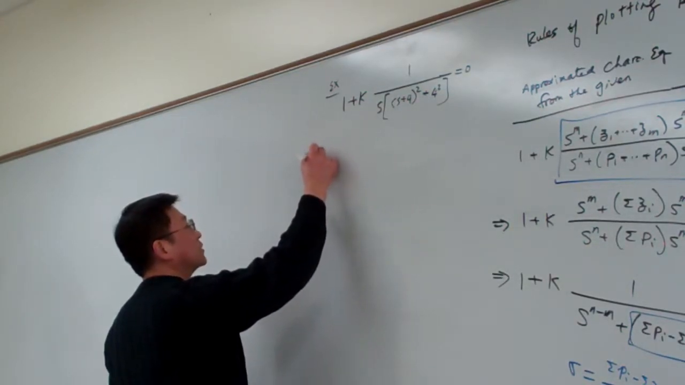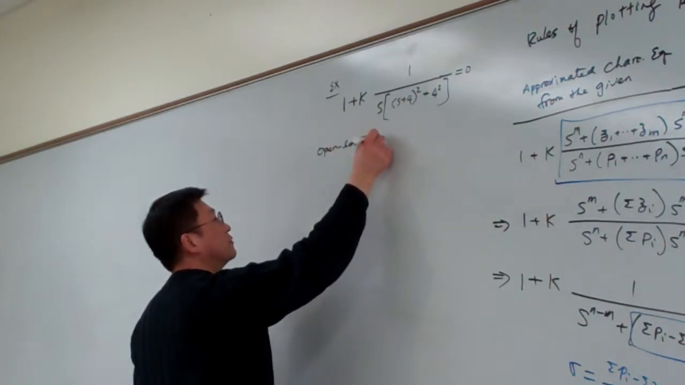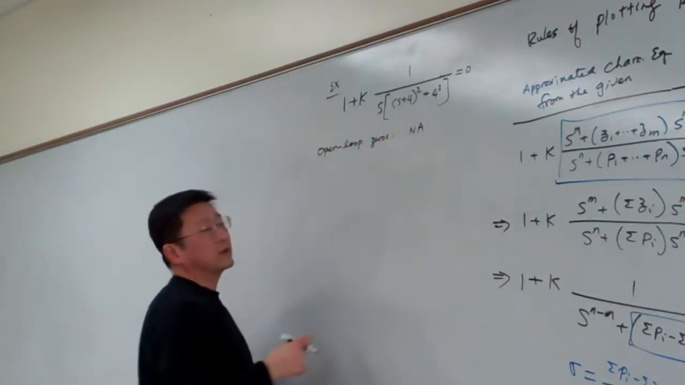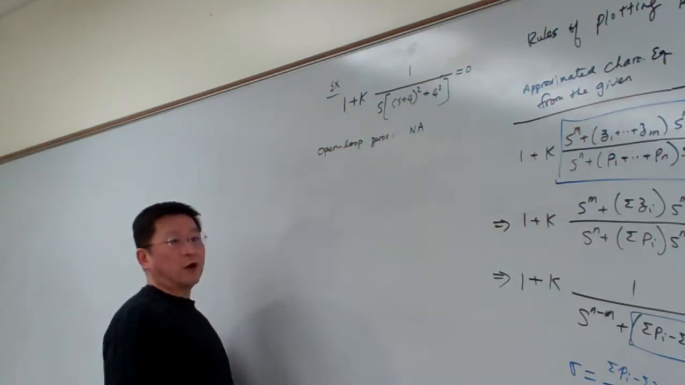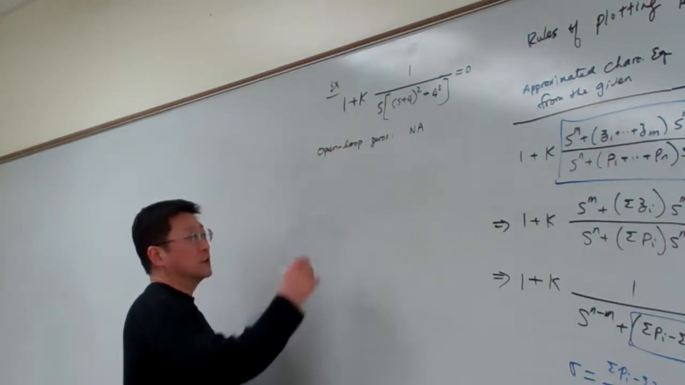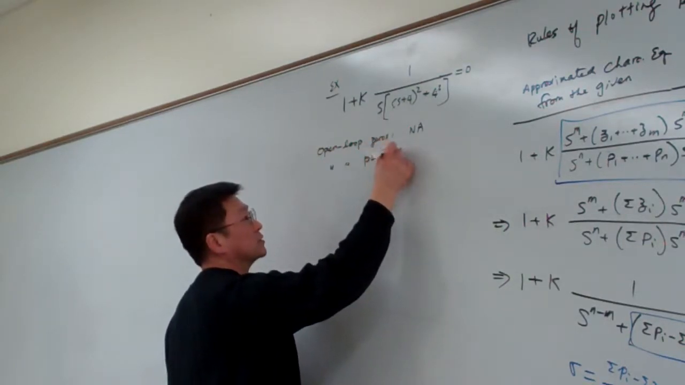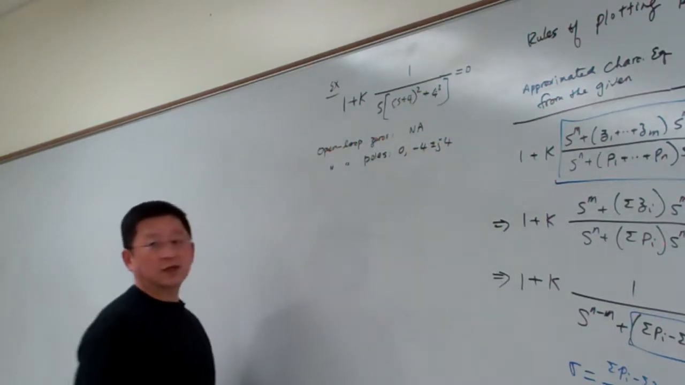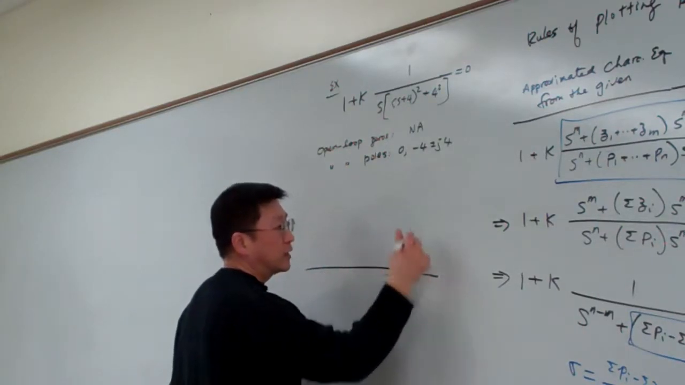So for this case, in the open loop, the zeros are nothing, not available. So basically, we can see all the zeros are located at infinity, and the open loop poles for this case are 0, and then minus 4 plus j4, and minus 4 minus j4. So easily we can plot.